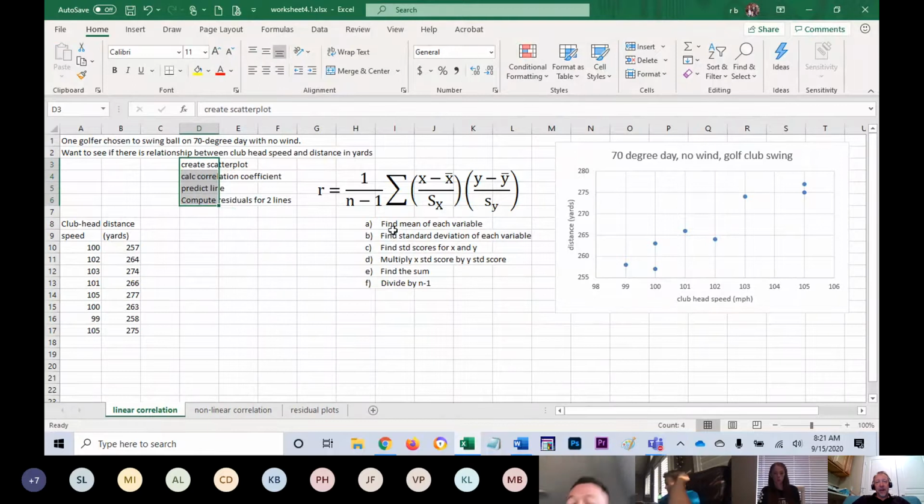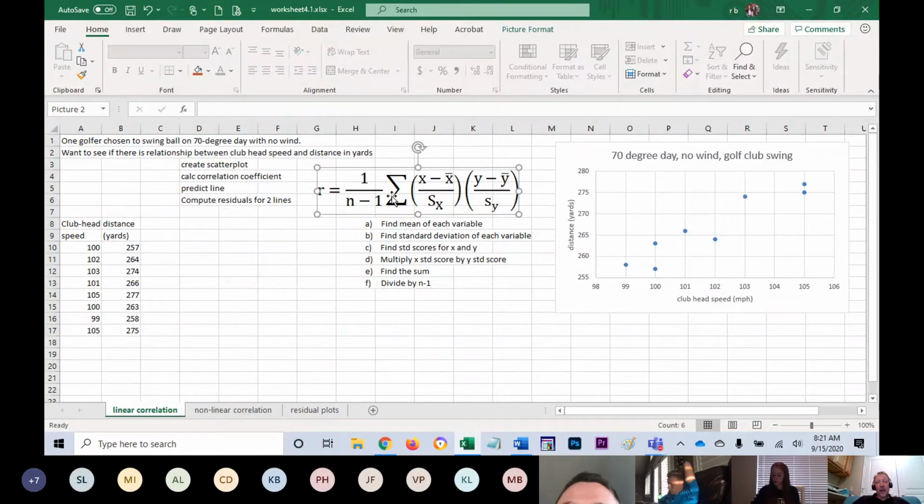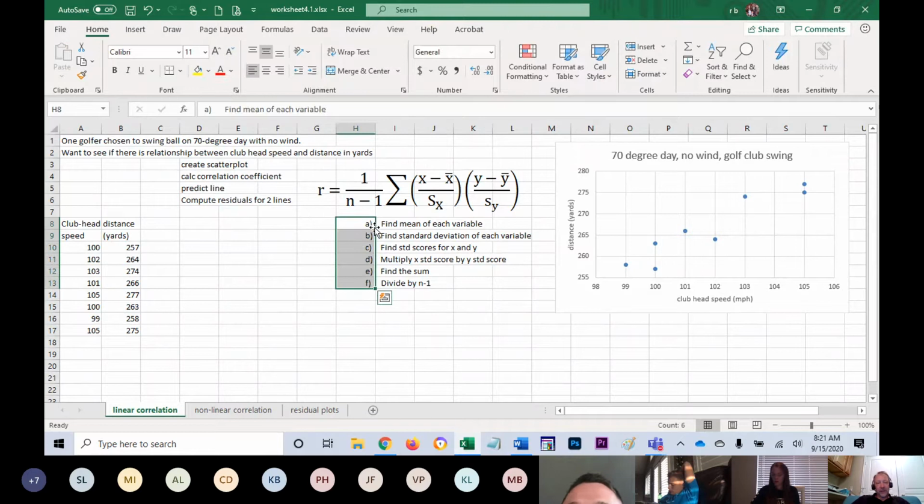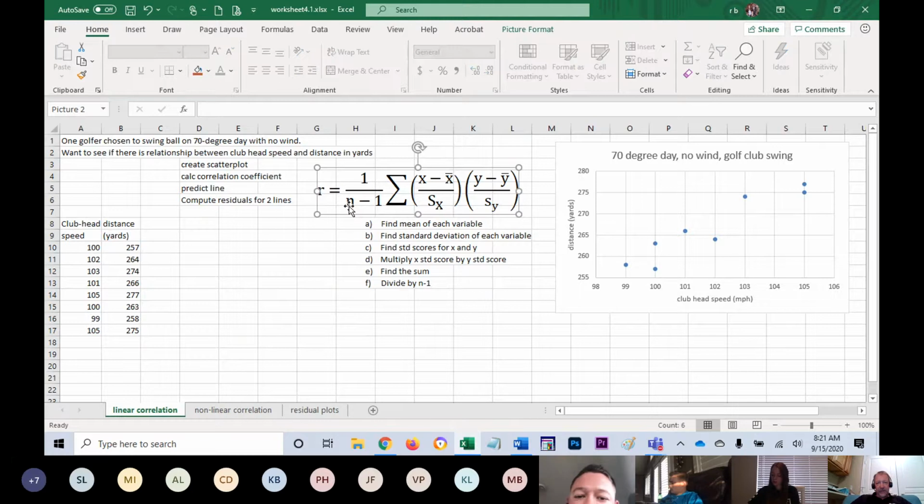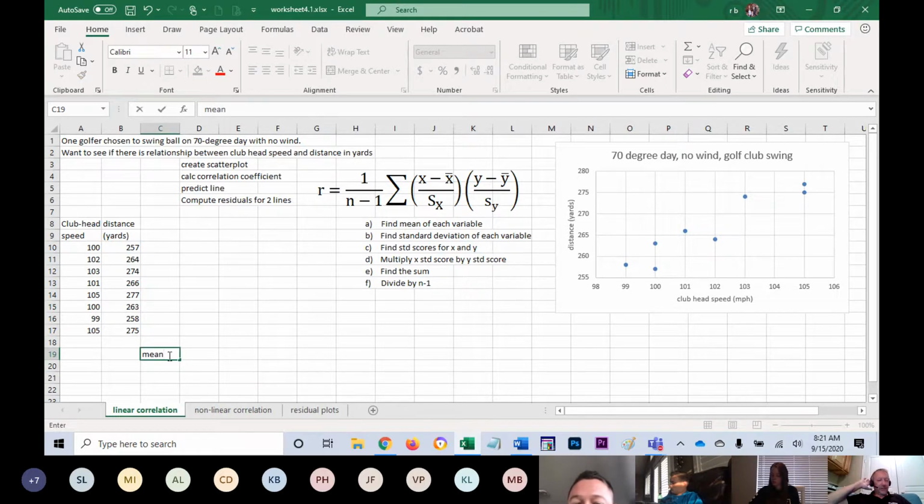I'm not going to give you the steps on the exam. I will give you the formula. And if you want to memorize the steps, you're welcome to do that. The first thing is, X bar stands for your sample mean, S sub X stands for your sample standard deviation, N stands for your sample size. So the first thing we're going to want to do is find the mean.